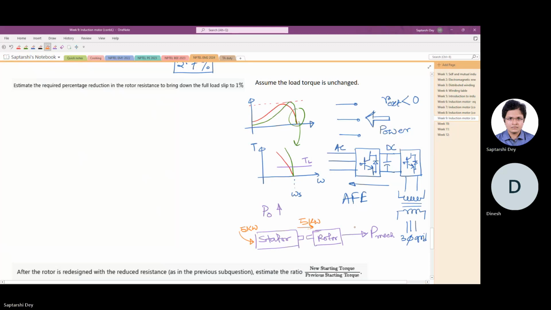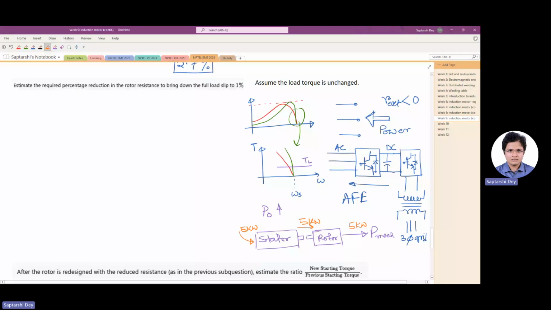And what you get here is also 5 kilowatt. Now here you see one thing, that although the stator and rotor both are rated for 5 kilowatt, both can handle 5 kilowatt.